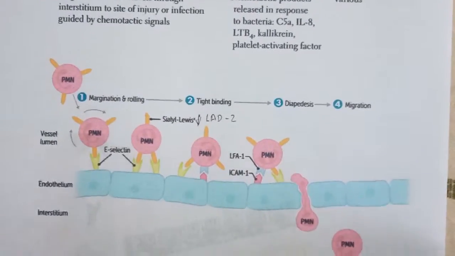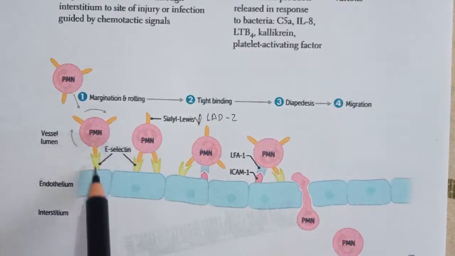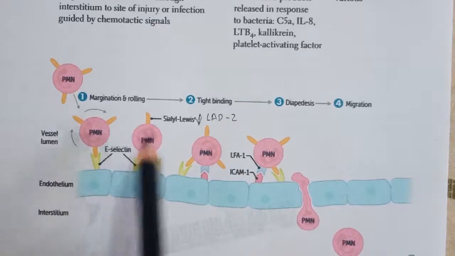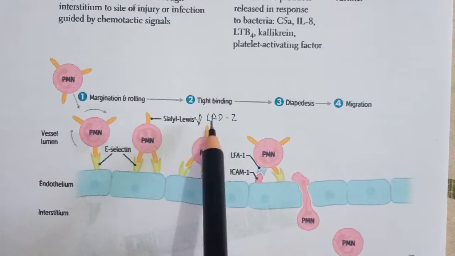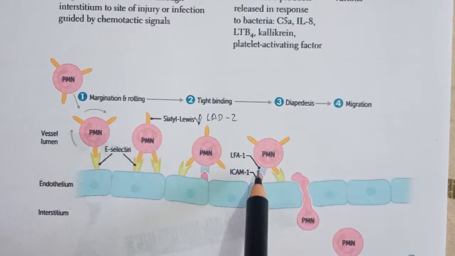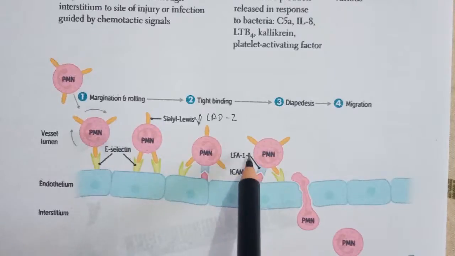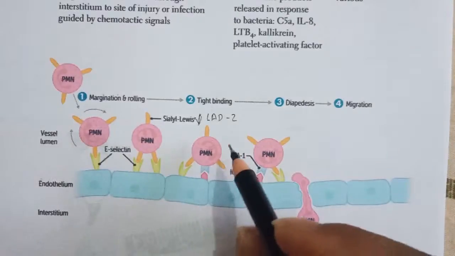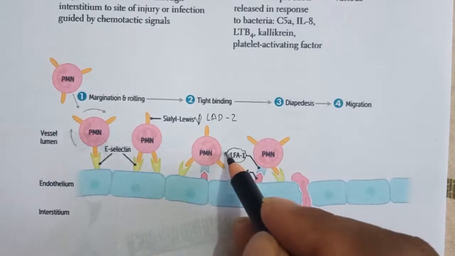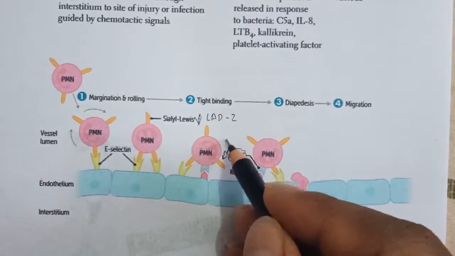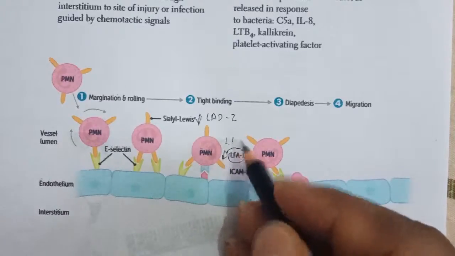Let's see the process. First, it's margination. It's marginated and bound to E-selectin or P-selectin. Sialyl Lewis X is on the surface of the PMN. If this one is defective, it's leukocyte adhesion deficiency type 2. This LFA1 is also known as integrin. If LFA1 is defective or decreased, that is LAD1. Remember this.